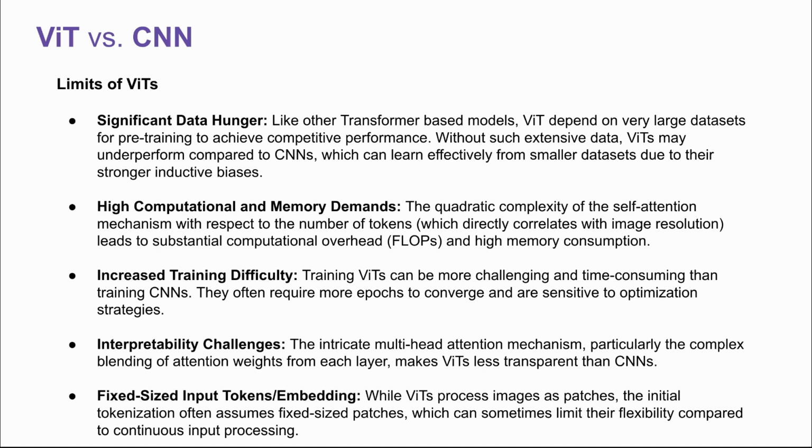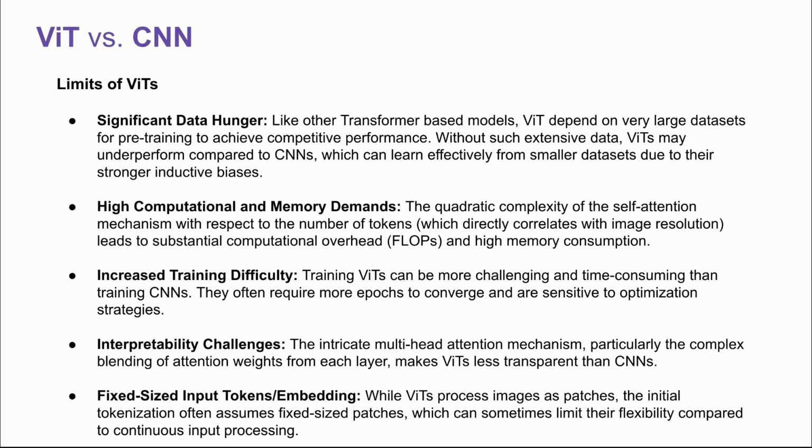However, it also comes with a bunch of limits. The first one is significant data hunger. Like other transformer-based models, ViT depends on very large datasets for pre-training to achieve competitive performance. Without that data, ViTs may underperform compared to CNNs, which can learn effectively from smaller datasets due to their stronger inductive biases.